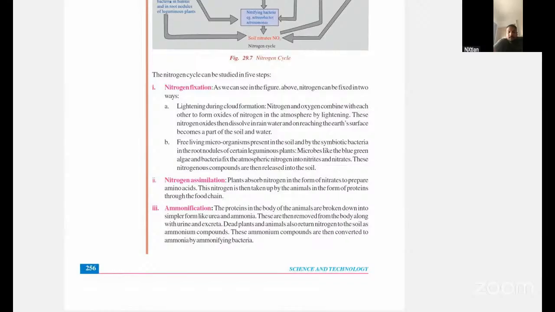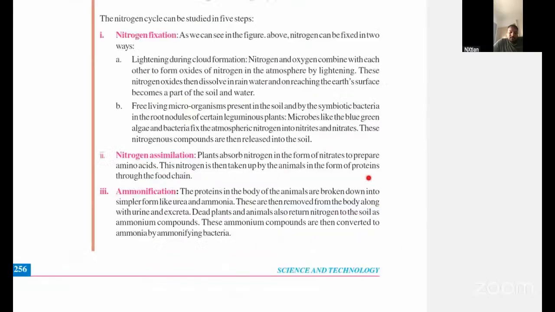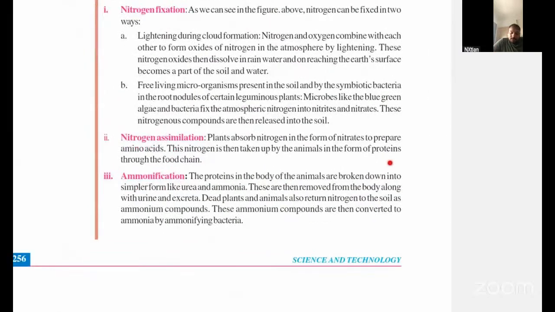I'm not putting fear in your mind, but this is the truth. You're going to learn the whole amino acid chain. I remember in my days. Okay, now nitrogen assimilation is done. Now ammonification. Nidhi, continue with the reading, please.